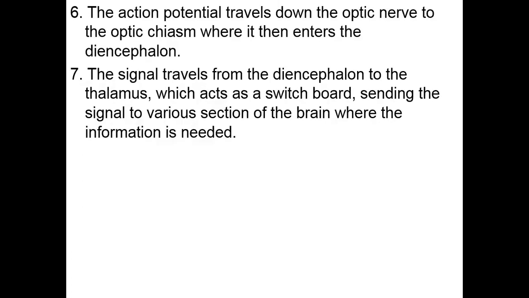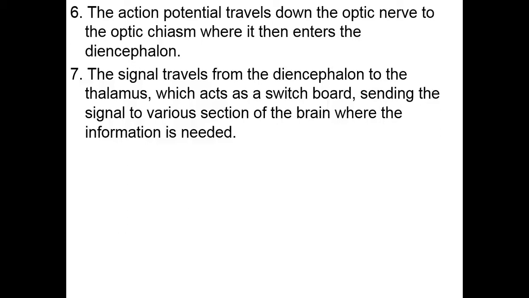Once that action potential is converged upon the optic nerve, it travels through the optic nerves into your skull. Well, actually it's already in the skull, but it travels to the optic chiasm, where those two optic nerves cross and switch to opposite sides of the brain. Then they enter the brain, they go to the diencephalon. From the diencephalon, they're routed to the thalamus. The thalamus is in fact like the switchboard.